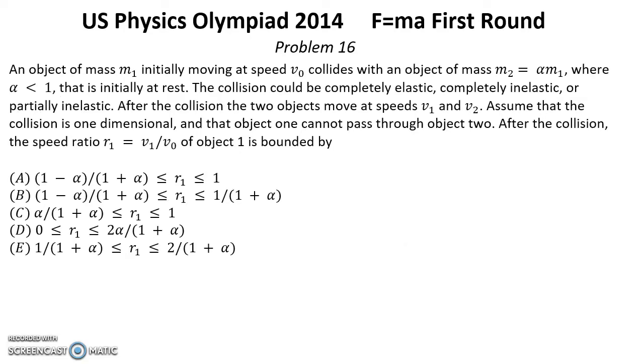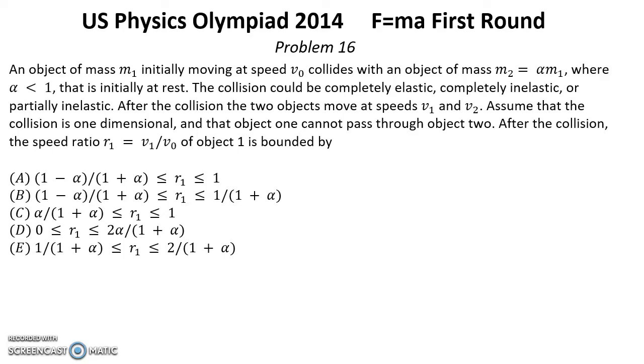Problem number 16. An object of mass m1 initially moving at speed v0 collides with an object of mass m2 equal to alpha m1, where alpha is less than 1, that is initially at rest. The collision could be completely elastic, completely inelastic, or partially inelastic.